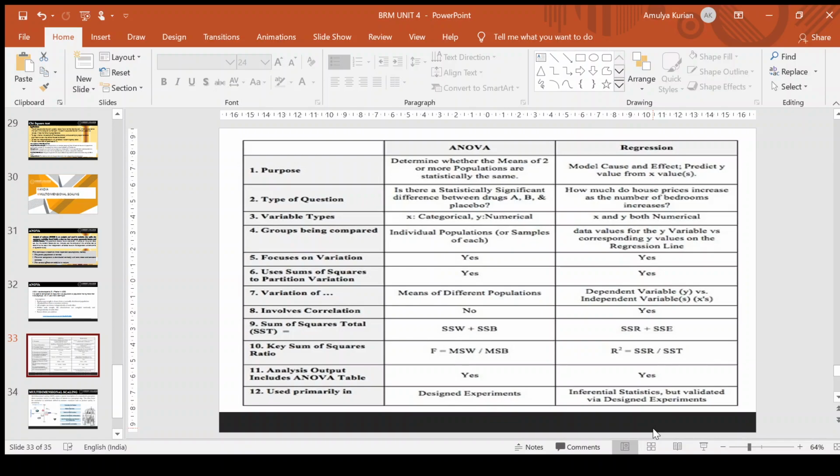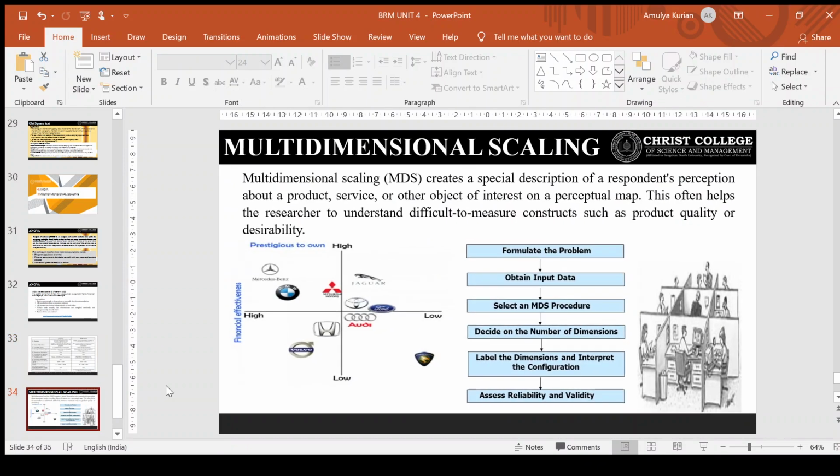ANOVA, wherein we are not able to directly measure one or two of the variables which we are taking in quantity terms. We will be using ANOVA. So this is the difference between ANOVA and regression. And coming to the last point of this chapter, multidimensional scaling.